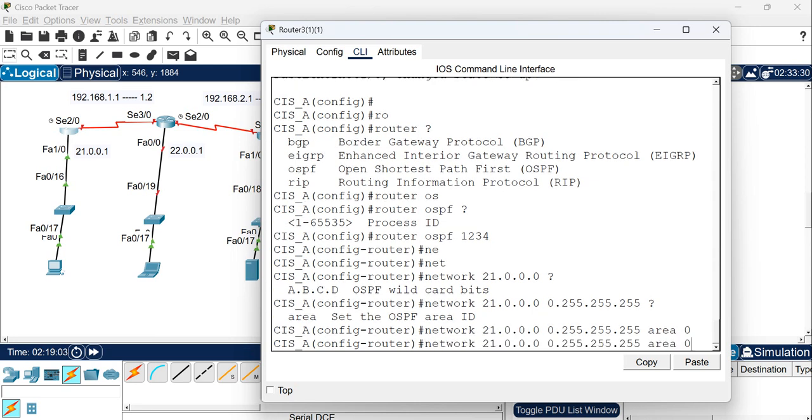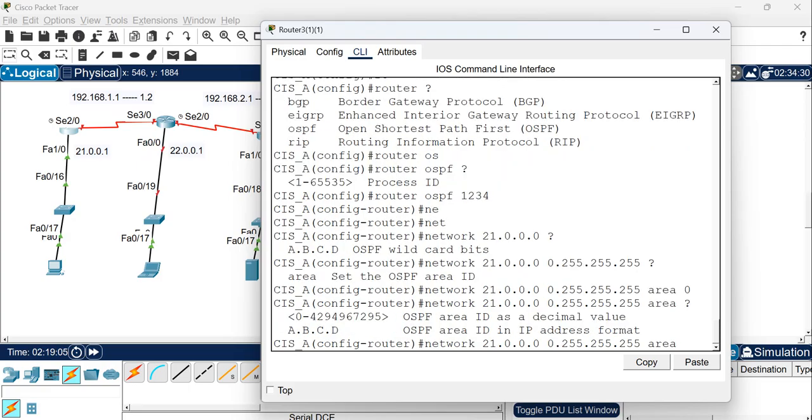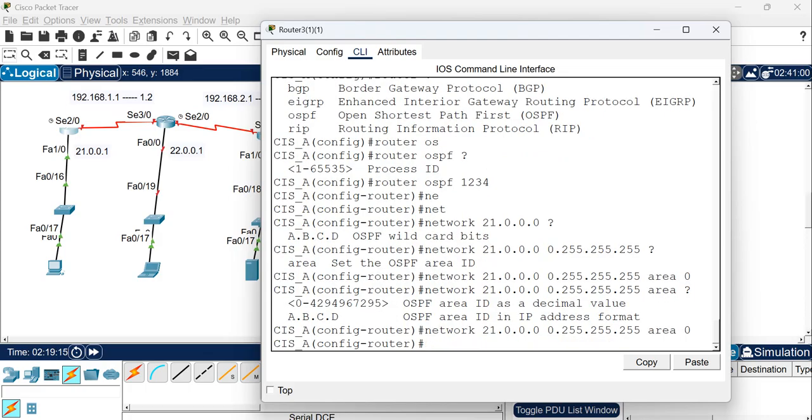Why 0? Let me go back and put a question mark. Can you see what I can have? I can have the area as a decimal number in between these values. Clear? And why 0? Because area 0 is called the backbone area. We'll see that later on. So what is next?